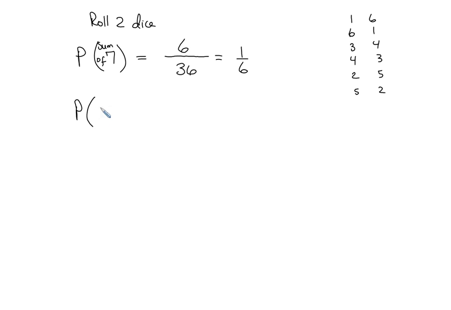What's the probability that the sum is 11? How many out of the 36 add up to 11? 6 and 5, or 5 and 6. Any others? Nope. So it's 2 over 36, which is... Okay? You guys see how it works?